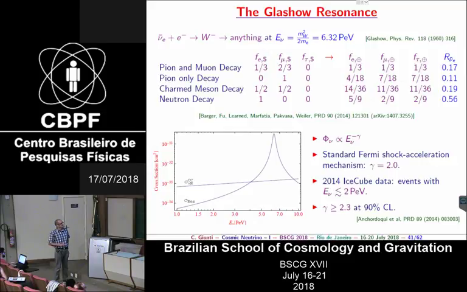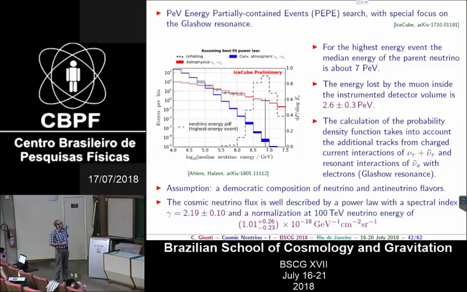Based on this data, and on the fact that at that time there was no event which lay above 2 PeV, so there was not a new event at 6 PeV, they concluded that the spectral index must be bigger than 2.3 at 90%. So it should be bigger than this standard one.